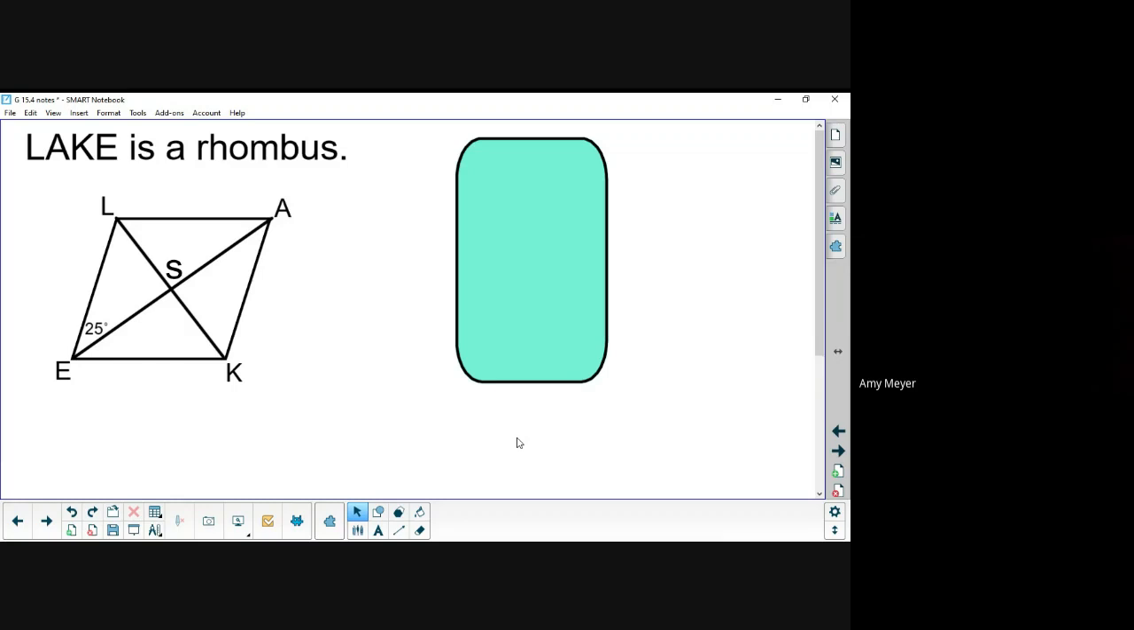Go ahead and start filling in the angles. You see a 25, maybe there's more 25s. Read your properties.